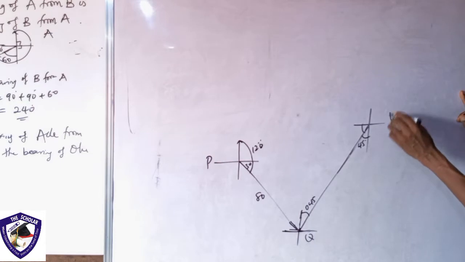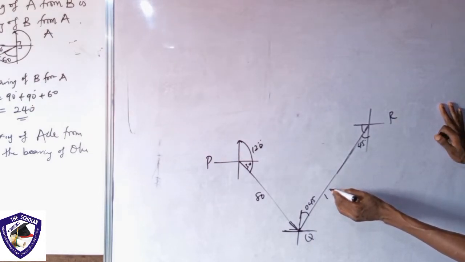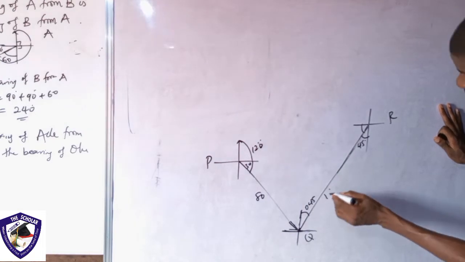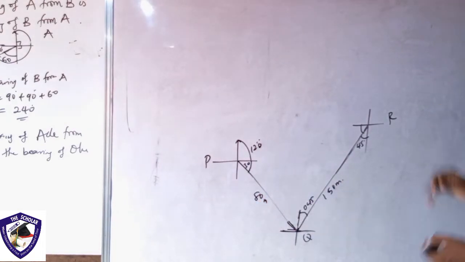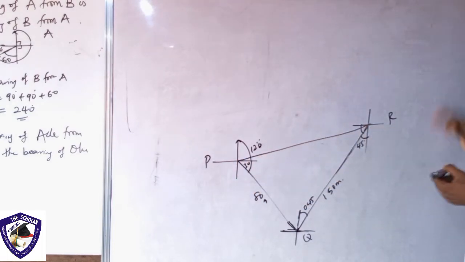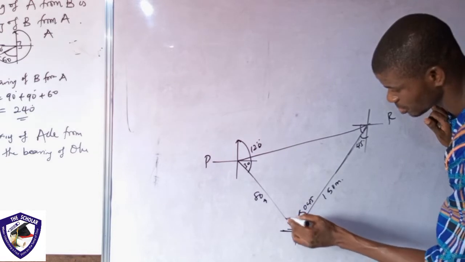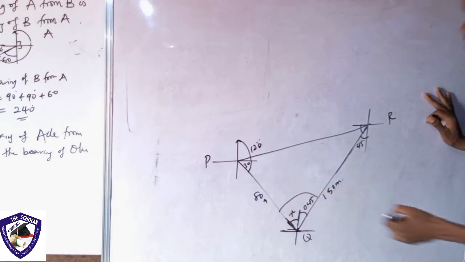This is my R. Distance is what? 150 meters. And this is 80 meters. So this is the diagram. Then you connect these points together. From this diagram, this portion here we don't know. Let's call it X to form a complete angle here.